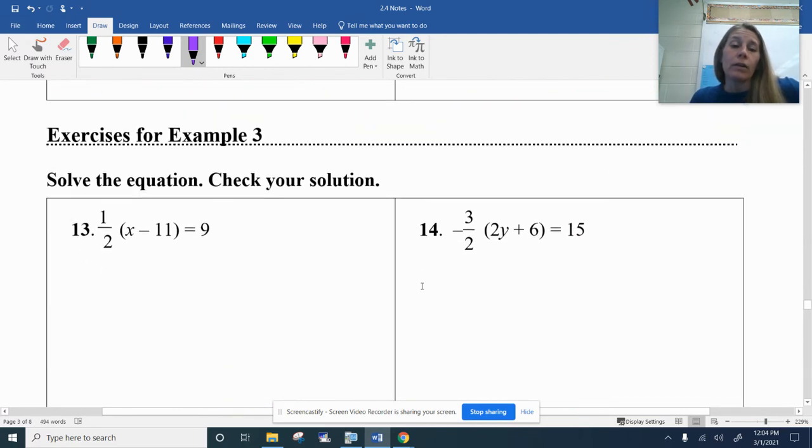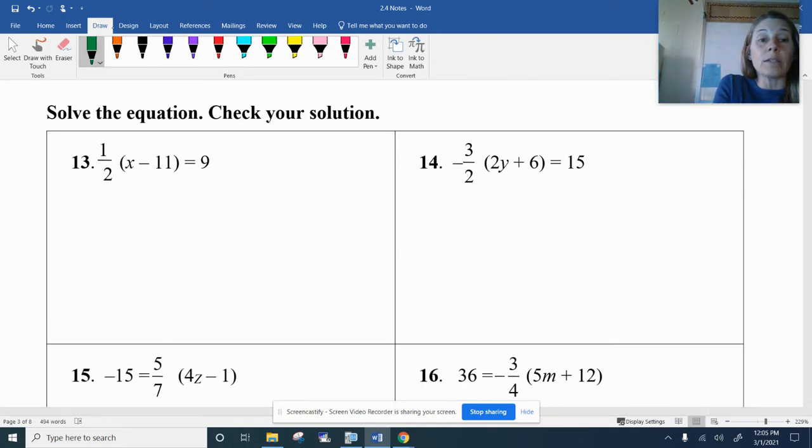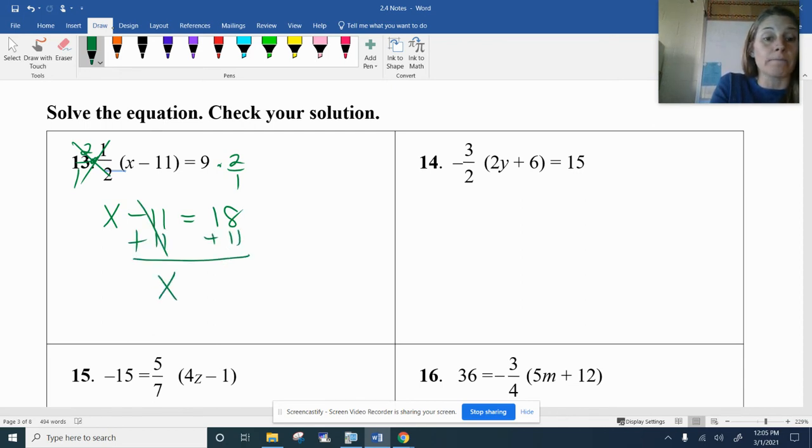But if you take a look at number 13, for example, I would probably do the reciprocal method here because this is a 1x and this is an 11, and neither of those are divisible by 2. So it's probably going to give me a bunch of nasty fractions. So I'm going to choose to do the reciprocal method for this problem because now I just have x minus 11, and on this side, all I have to do is 9 times 2, which is 18, and then I add 11 and I'm done. So it's pretty straightforward to do it that way.